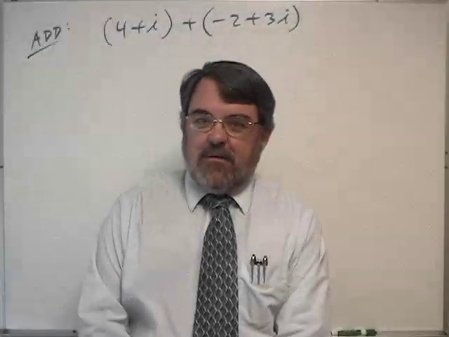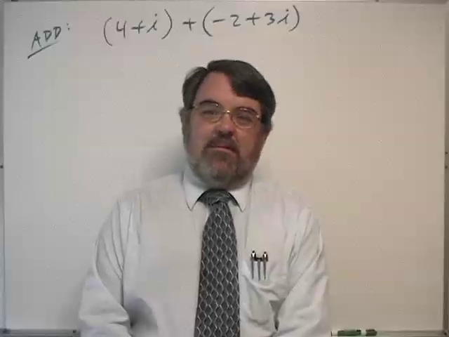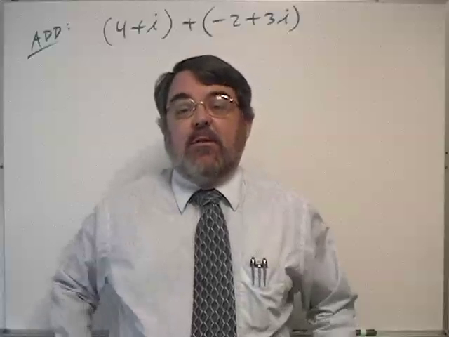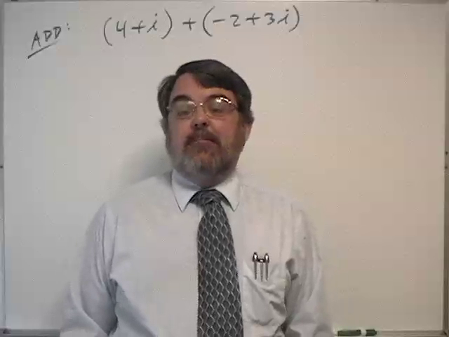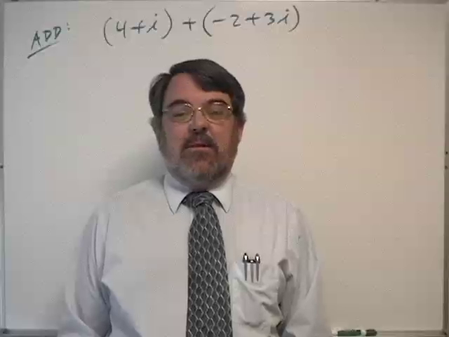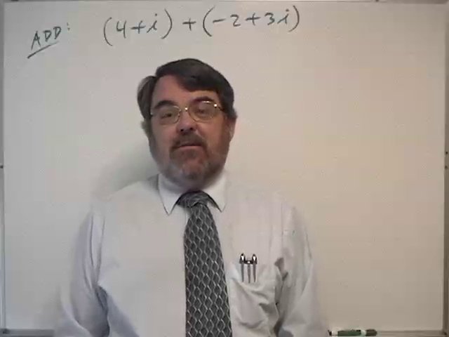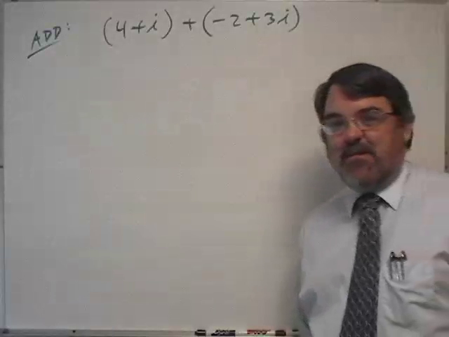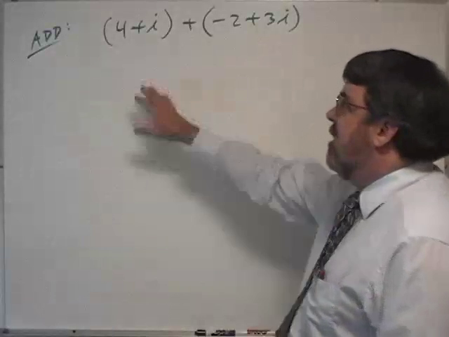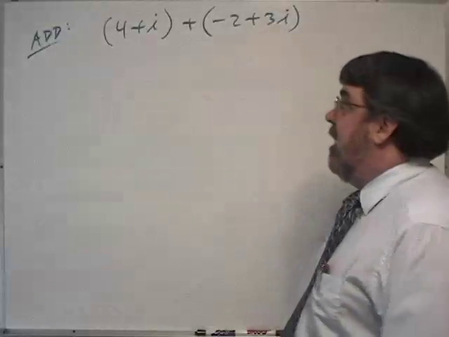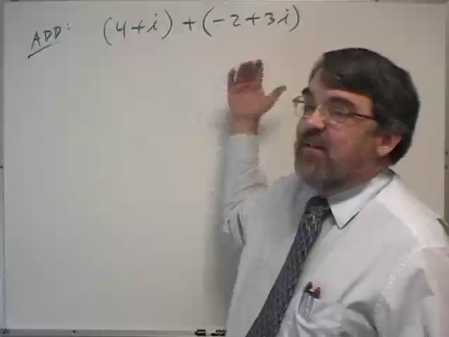I believe I mentioned adding complex numbers in the previous video, but let's go ahead and talk about addition and subtraction in the more formal sense. Adding and subtracting complex numbers is really simply a matter of combining like terms. So for example, I've taken the two complex numbers that I used in the last video, 4 plus i and negative 2 plus 3i. And remember, each one of these is a number.